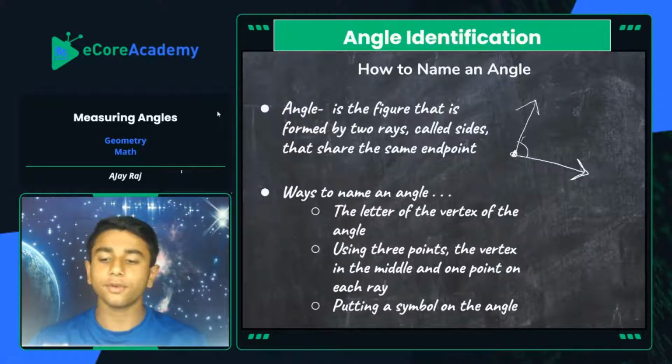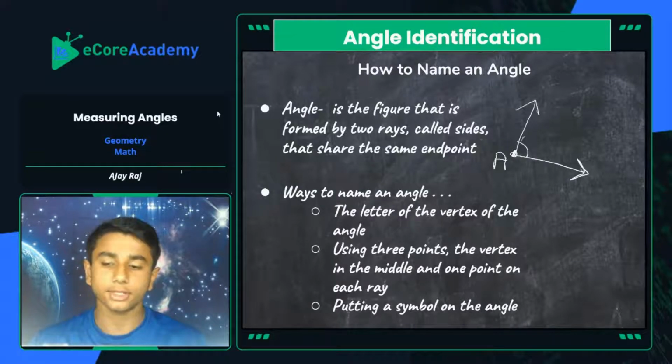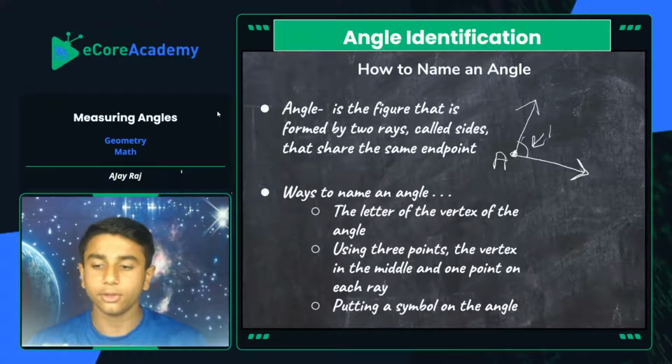And if we look at this vertex, which is a common endpoint shared between two rays, and that common vertex has the letter A identifying what that vertex is, then that means that this angle here, this arc here, is also equal to angle A. So that could be angle A.